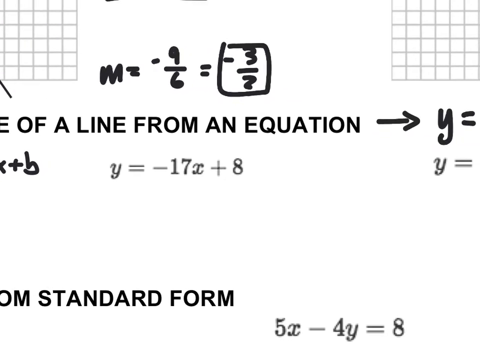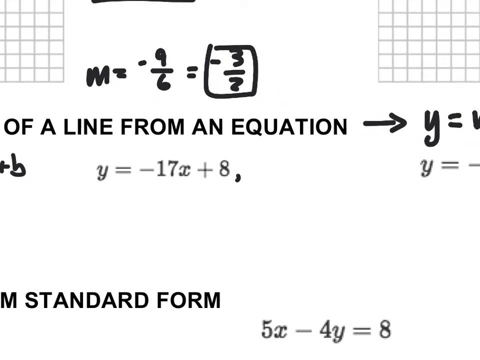Okay, on this next one, using y equals mx plus b, I see that my slope is the number in front of the x. The number in front of the x here is negative 17. So my slope here is negative 17.